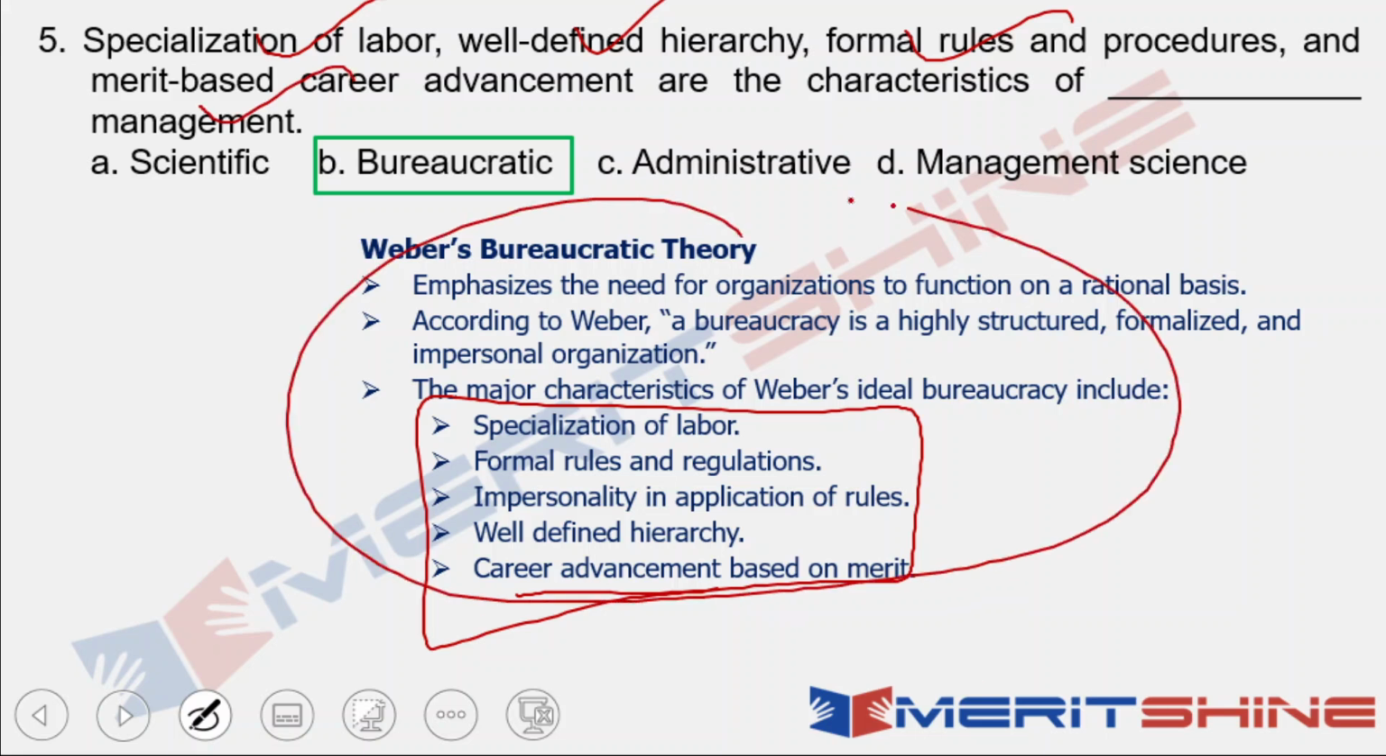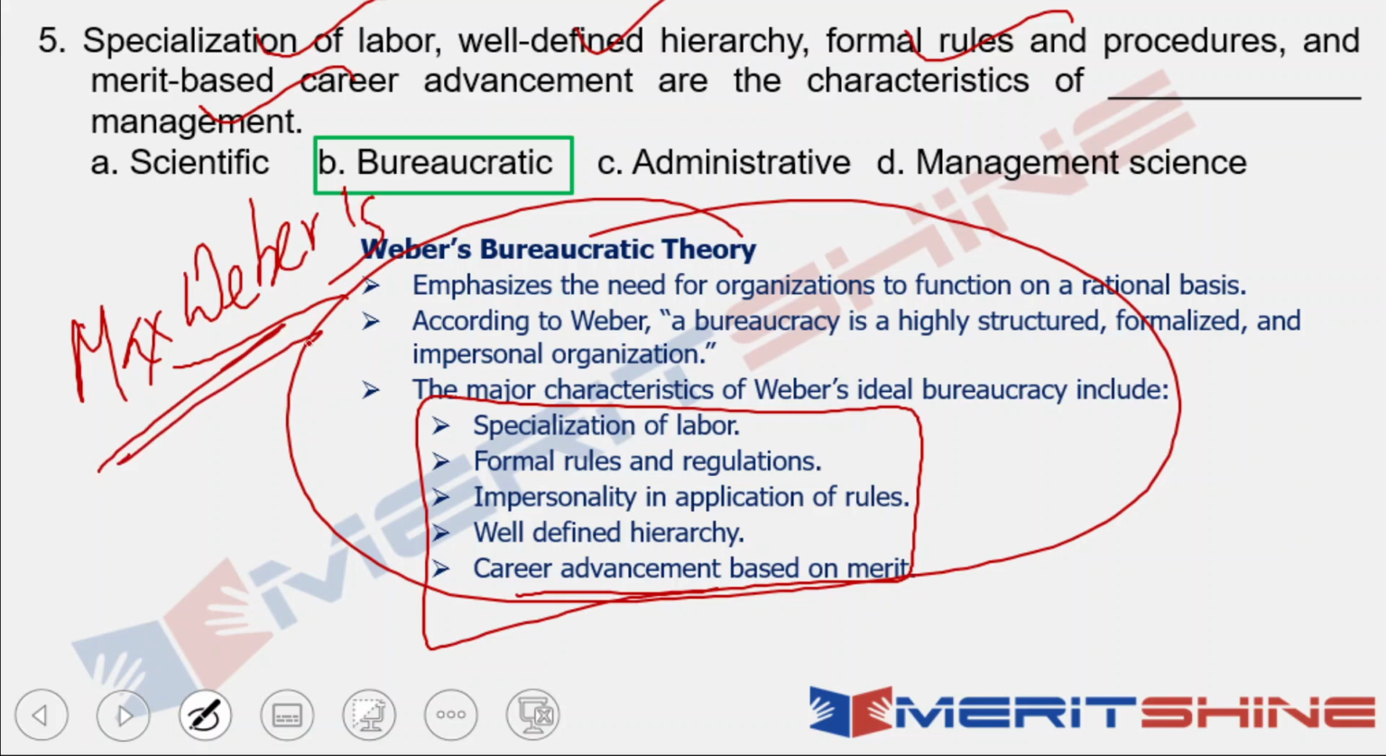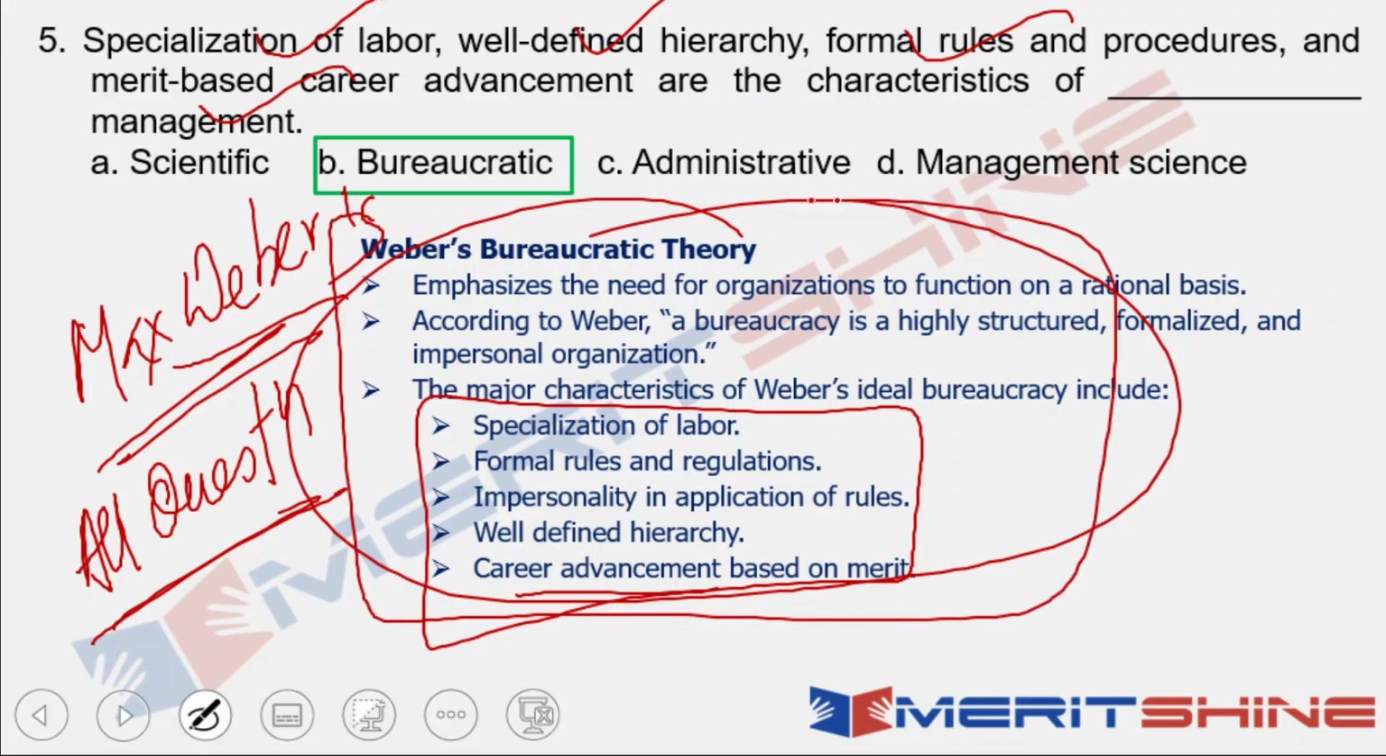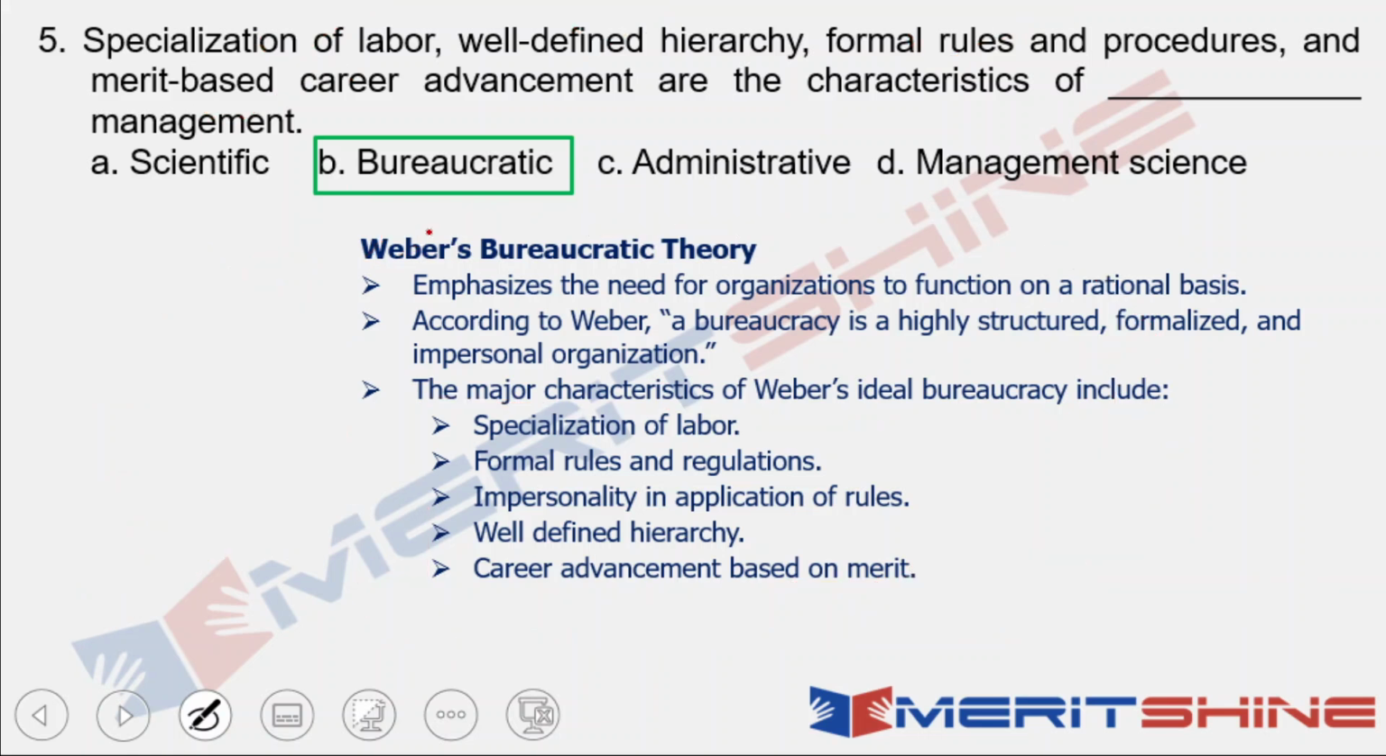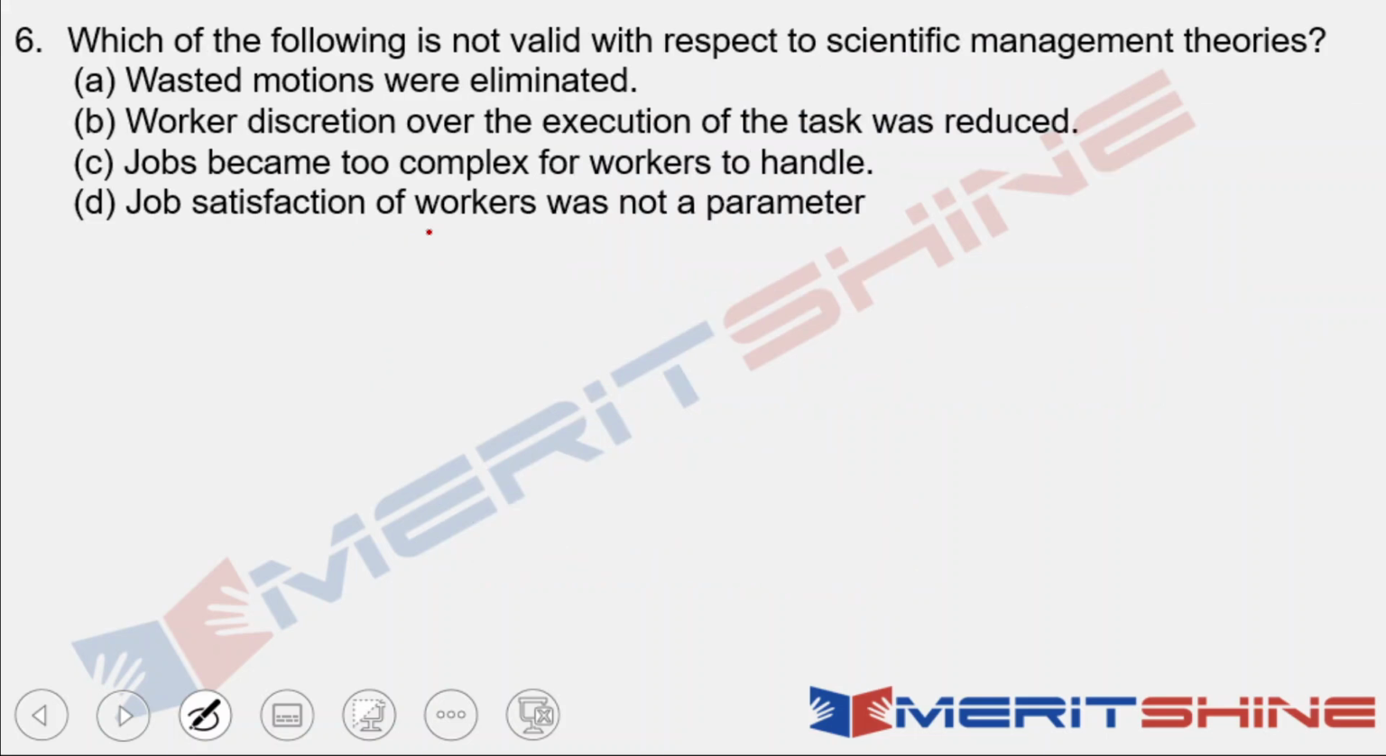See, if I know this much only about Max Weber's bureaucratic theory, you would be surprised to know all the questions that have come in previous years in RBI Grade B from this area had been doable from only this much knowledge of Max Weber's bureaucratic theory. Okay, right. So the answer is bureaucratic theory. Clear? Chalo. Let's move on to question number 6 now.